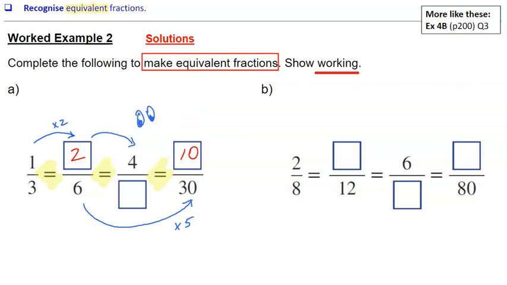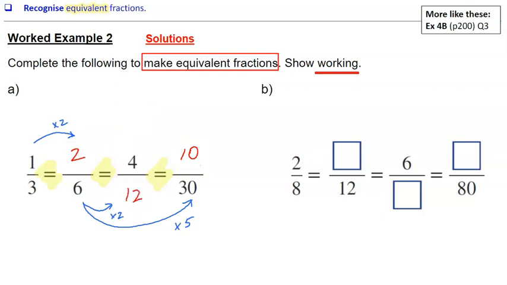Now finally look here. We can use an answer that we've written because 2 times 2 gives 4, and looking at the denominators, 6 times 2 will make 12. Therefore, these 4 fractions are equivalent with the working on paper to show it.